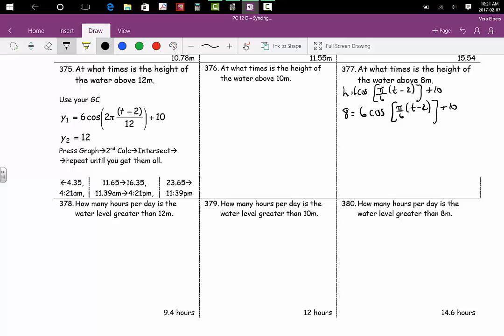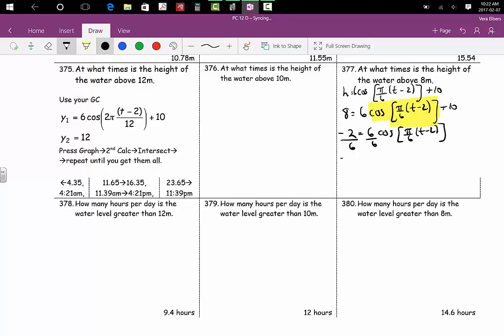Okay, and because we want to isolate, we talked about this in class the other day, we want to isolate the cos of everything inside the bracket. So what you want to do first is move the 10 over, it becomes negative, and 8 minus 10 is negative 2. And then the next thing you want to do is divide by 6.